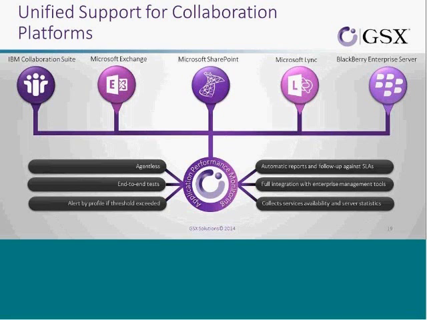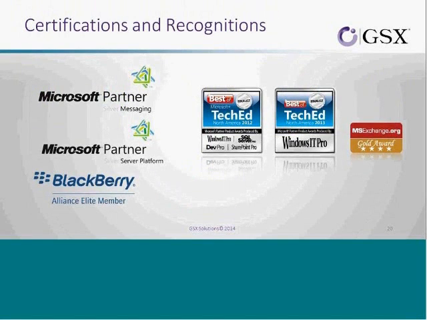So these are our certifications. We are a Microsoft partner and a BlackBerry Alliance Elite member. We recently received good awards from the community at TechEd, as well as on msexchange.org. We are really close to Microsoft. This is important to say because we are part of the TAP program, the Technology Adopter Program, which means that our solution is developed according to Microsoft needs, likes, and gaps. This is very important to highlight. We are very close to Microsoft.